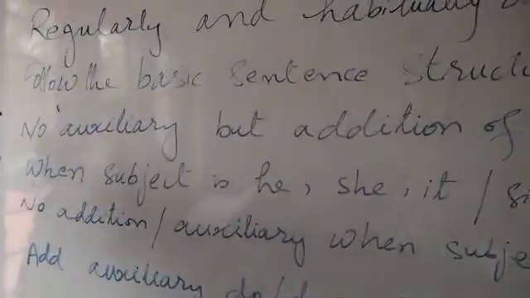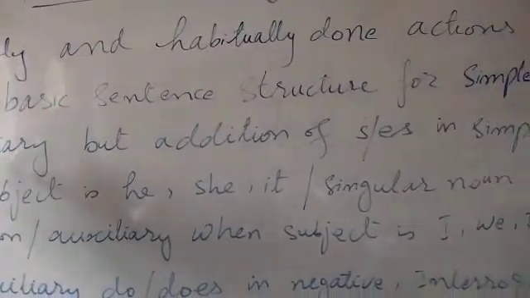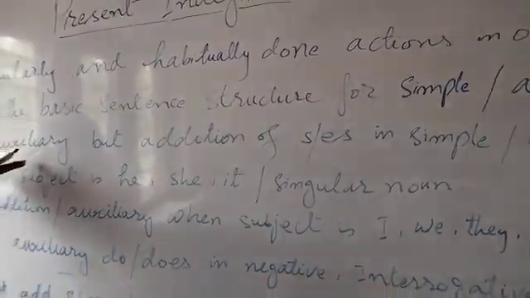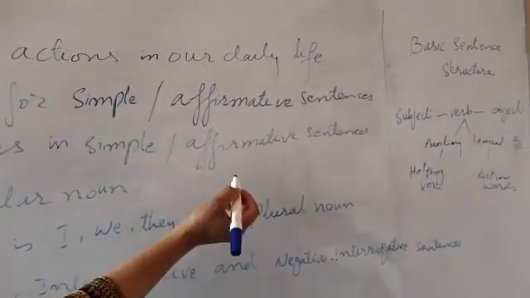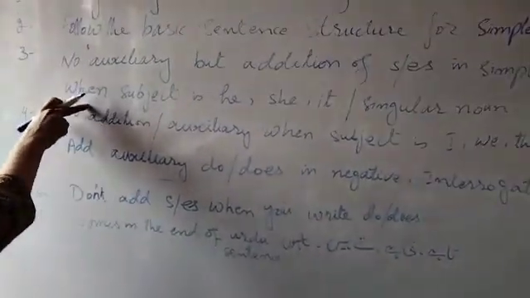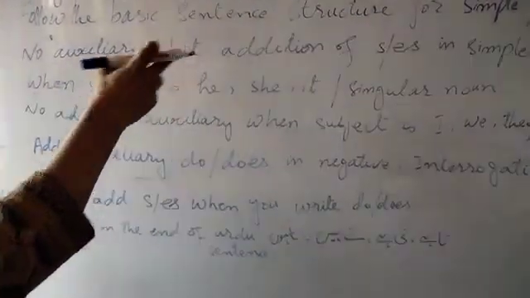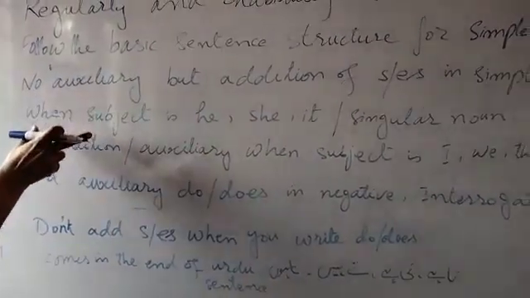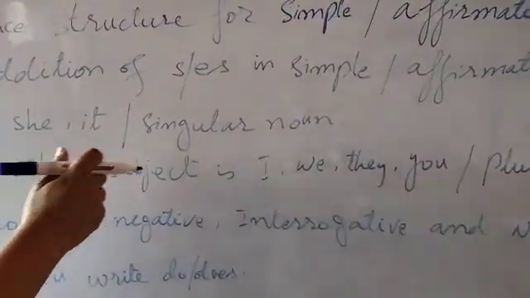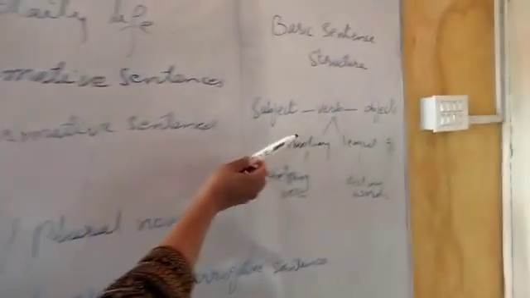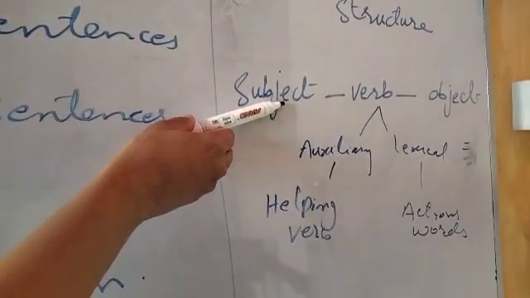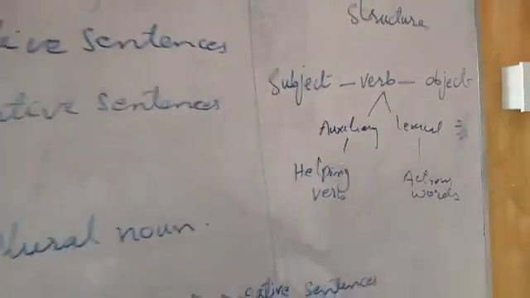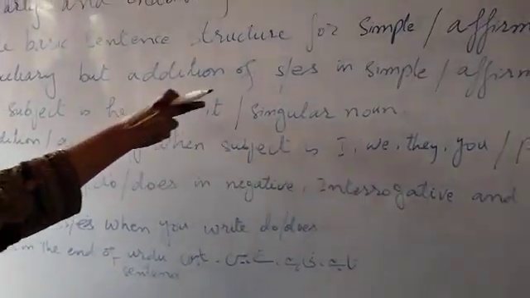So coming back to point number 3 now. What we came to know is that in simple or affirmative sentences we have to follow the basic sentence structure, but we don't need to write any auxiliary. No auxiliary, but addition of s or es in simple or affirmative sentences. This rule will be followed only when you have the subject he, she, it or a singular noun. For example, if in the beginning of your sentence you have he, she, it or a singular noun, then you don't need to write any auxiliary. You will just do addition of s or es.